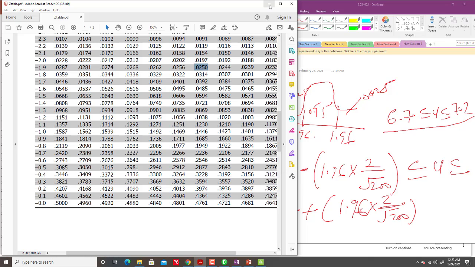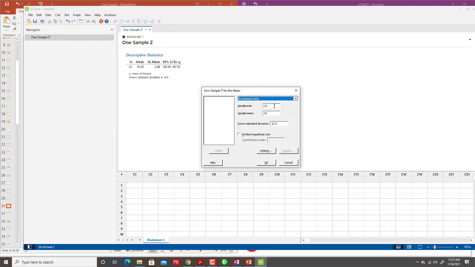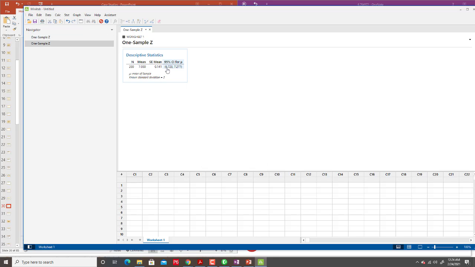If you go to Minitab to solve this: Stat, Basic Statistics, One-Sample Z. Here, the sample size is 200, I think. The sample mean is 7. Standard deviation is 2. This is what you are looking for, the hypothesized mean. And 95% confidence. You see that you get almost the same thing as this.